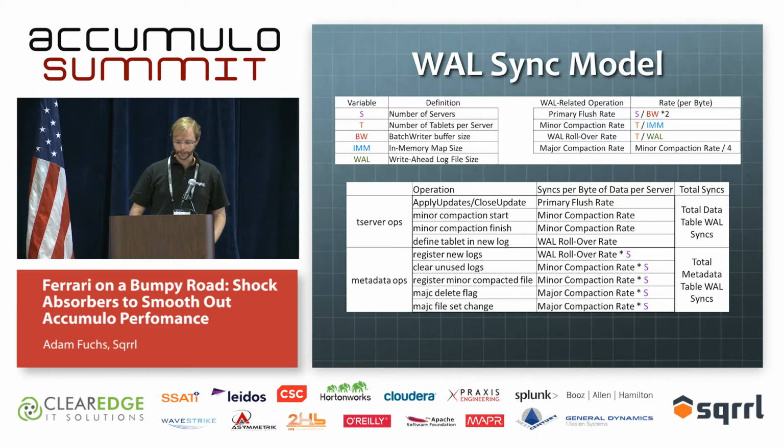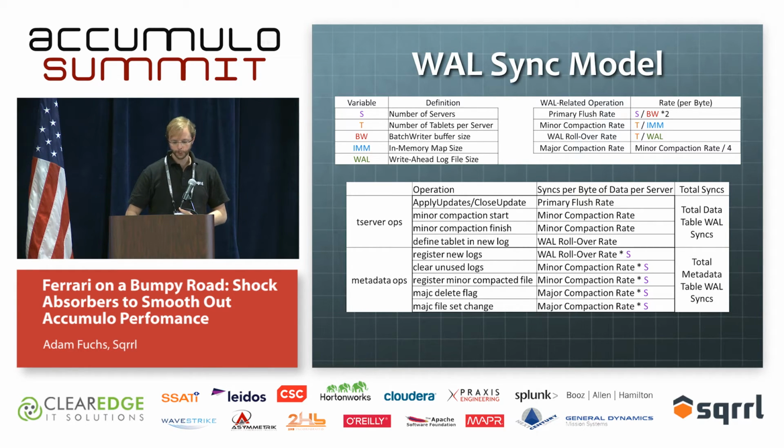Minor compaction rate is basically I have a certain number of tablets. As I grow the number of tablets on my tablet server, I shrink the amount of memory that's available for those. That amount of memory that's available for it is the IMM, the in-memory map size. So basically, and this is kind of a rough calculation, I get a minor compaction rate approximately equal to T over IMM.